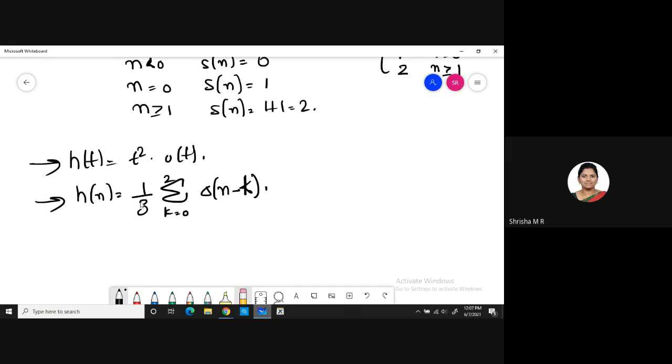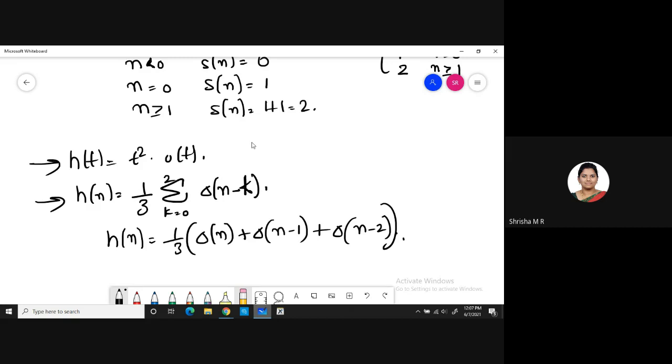Okay, for this one, h of n is equal to 1 by 3 summation k is equal to 0 to 2. Try to put the values of n here. So you get 1 by 3 into delta n if k is equal to 0 plus delta n minus 1 if k is equal to 1 plus delta n minus 2 if k is equal to 2. So this is your h of n. Try to plot this.